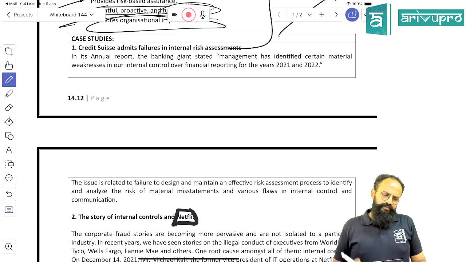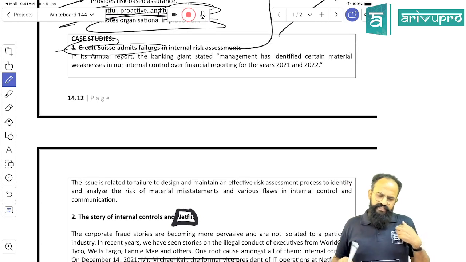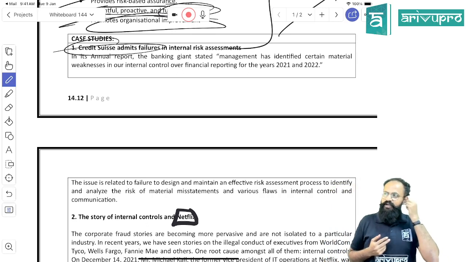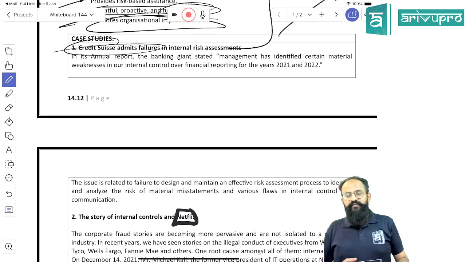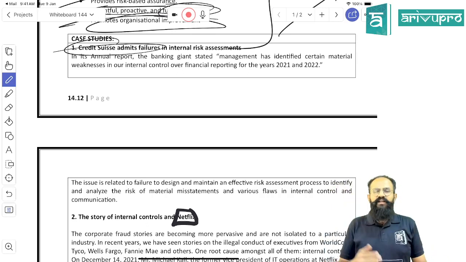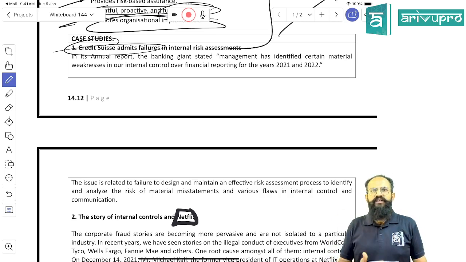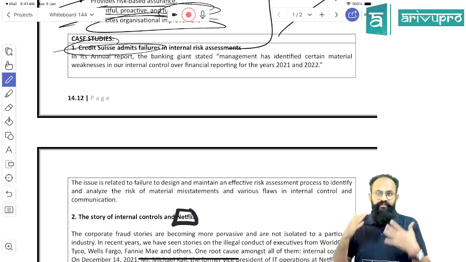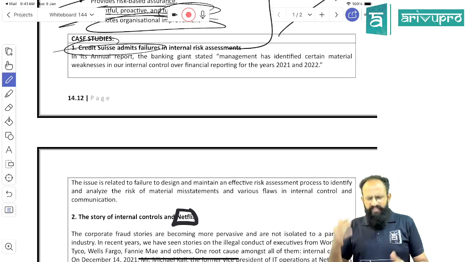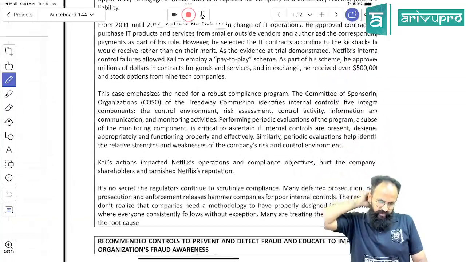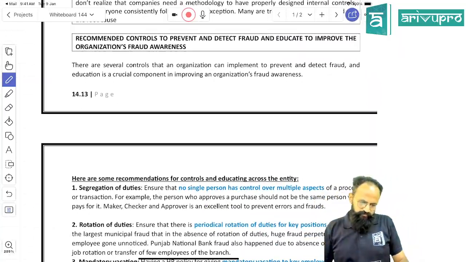Credit Suisse admits failure in internal risk assessments. It's a company which, in its financial reporting, outrightly said that in 21-22 they did see some weakness in their internal controls, which they will make sure bounces back. We have identified it, but we will make sure we correct it. The company identified there were some weaknesses in the internal control. Such things should not happen, but it is at least good that they are addressing it. Correct? This was the Netflix issue.